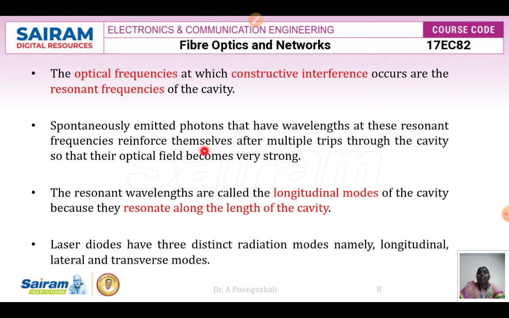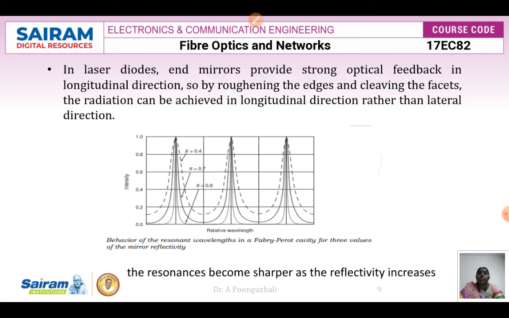Here in this case, if I want to increase the amplitude of the signal, the spontaneously emitted photons which have a wavelength at those resonant frequencies will also reinforce themselves in the multiple trips through the cavity. As a result, the optical field will become stronger. So the resonant wavelengths are called the longitudinal modes because they resonate along the length of the cavity. The laser diodes have three distinct radiation modes: one is the longitudinal mode, the other is the lateral mode, and the third is the transverse mode.